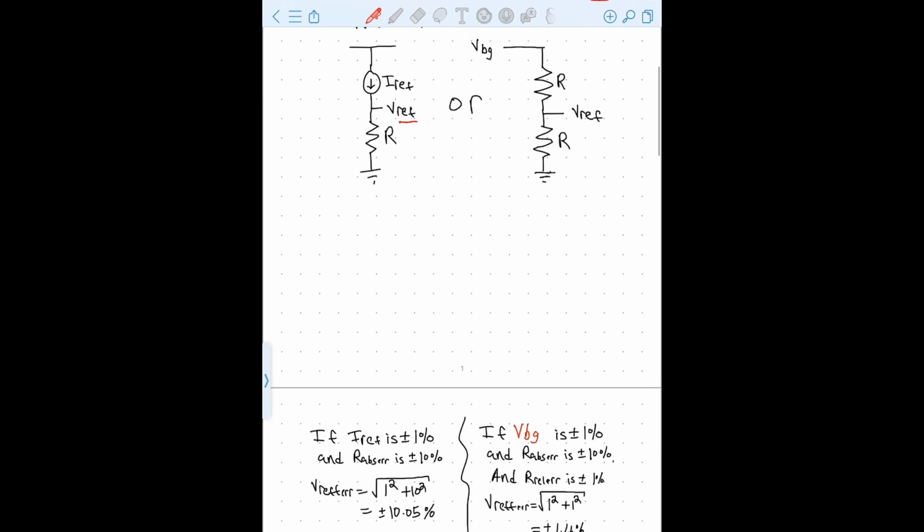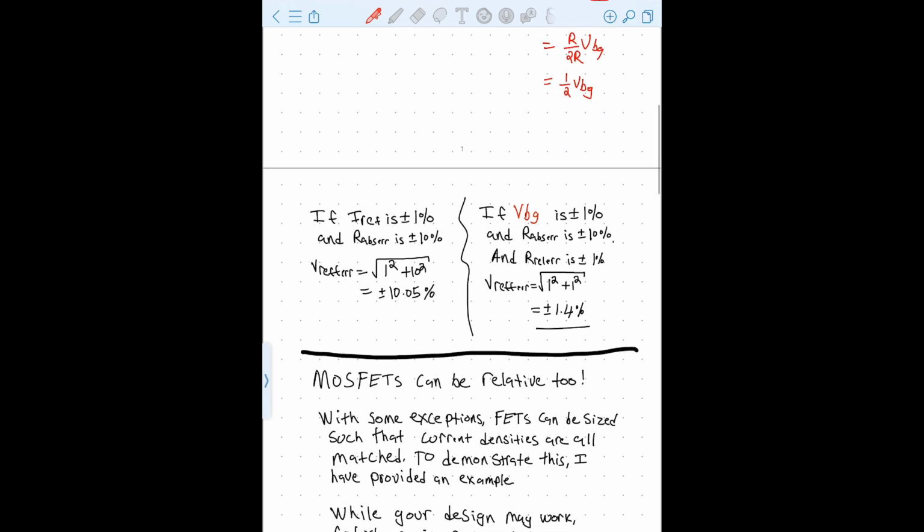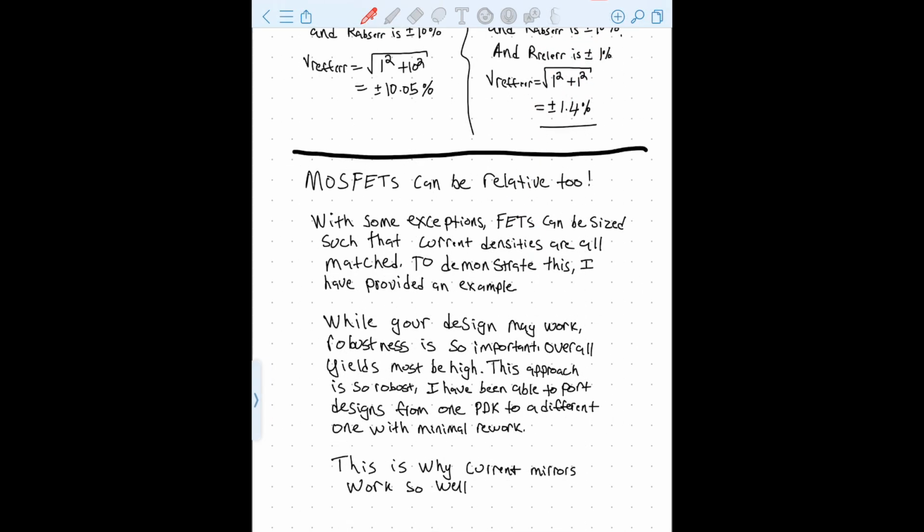And the reason that you just have to look at relative error is because your output, your VREF, is equal to R divided by R plus R times VBG, which works out to be R over 2R times VBG. The R's cancel, and you're left with 1/2 VBG. It does not depend on the absolute value whatsoever. It depends on the relative matching between those two resistors. As I mentioned earlier, MOSFETs can be relative as well, and so can capacitors.